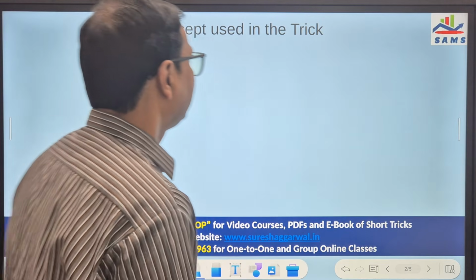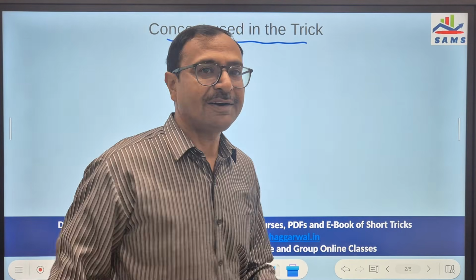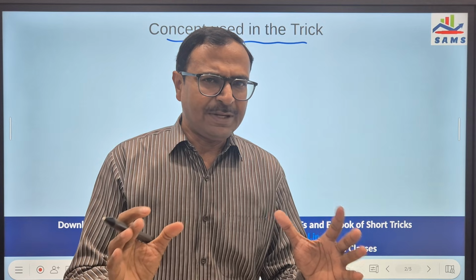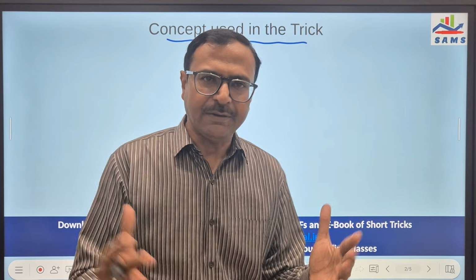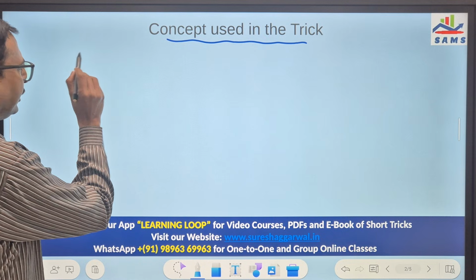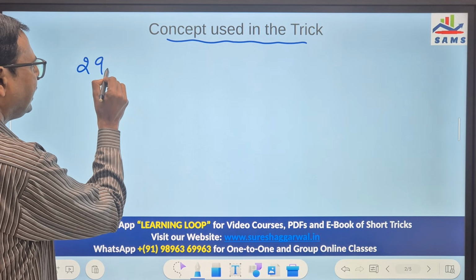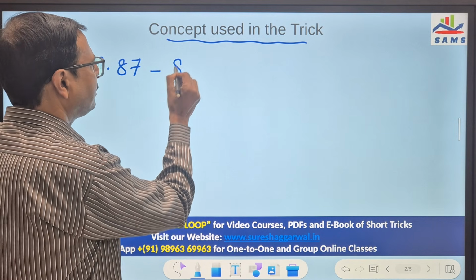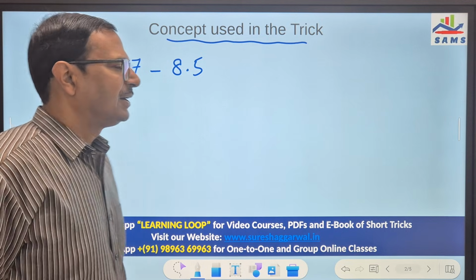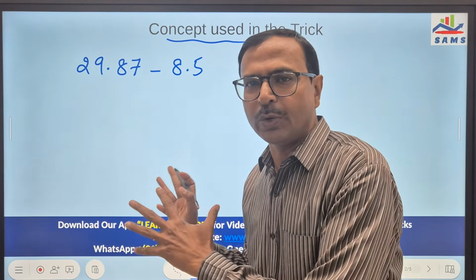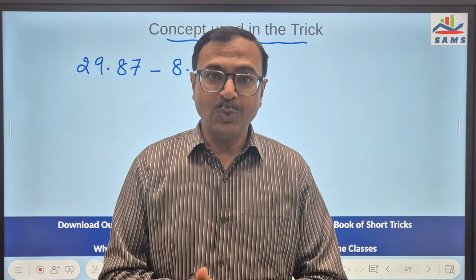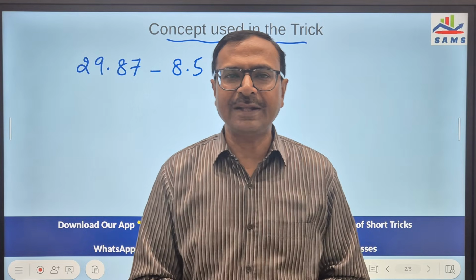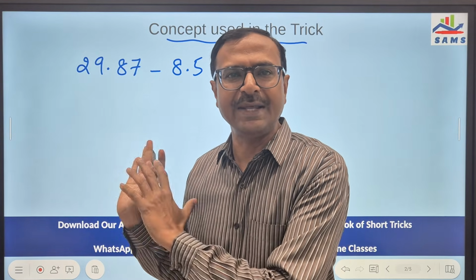Let's first understand the concept used in the trick. So what is the concept used? See, I'll take a very simple example first so that we can understand it better. Suppose I take only two numbers like 29.87 minus 8.5 from this. Now I know that most of you can do this orally, but my intention is not to give you all simple questions but to tell you the concept. So that is why I am taking the concept first using a very simple example.